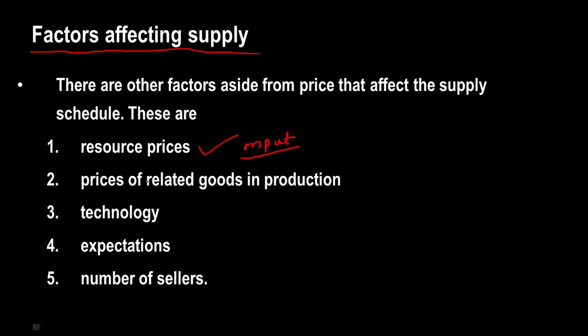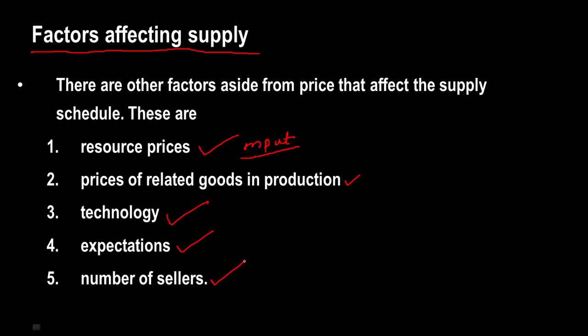सो सेकेंड इज प्राइसेस ऑफ रिलेटेड गुड्स इन प्रोडक्शन. जो रिसोर्सेज है उनको हम मल्टीपल यूज़ में ला सकते हैं, तो उस पर भी डिपेंड करता है. कौन सी टेक्नोलॉजी यूज़ कर रहे हो आप, उस पर सप्लाई डिपेंड करता है. देन एक्सपेक्टेशन ऑफ सेलर ऑल्सो मैटर्स अ लॉट when you talk about supply. And lastly, that is number of sellers. number of sellers किसी प्रोडक्ट के कम है, ज़्यादा है, उस पर भी सप्लाई डिपेंड करता है.